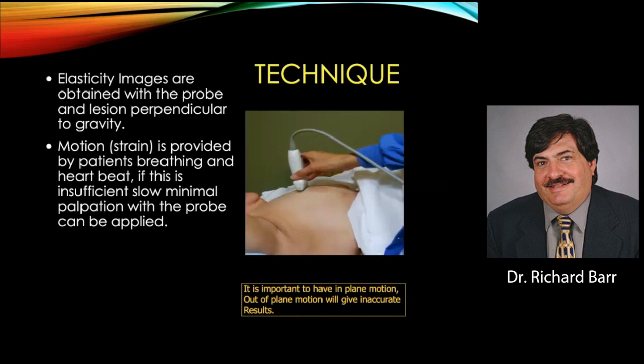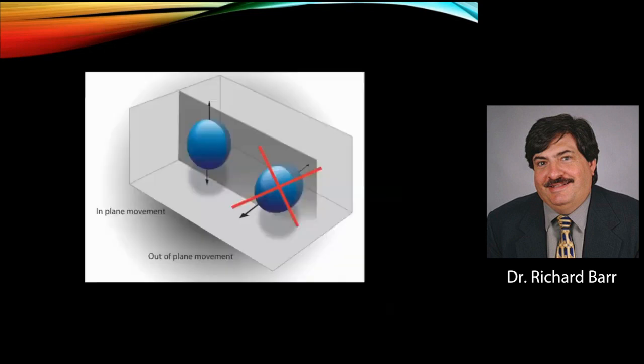In terms of the technique, the elasticity images are obtained with the probe and lesion perpendicular to gravity. So if the lesion is medial in the breast, we usually keep the patient supine. If it's lateral, we usually roll them a little decubitus so that the lesion, as they're breathing, is in the same plane as the probe. And again, for the Mindray system, you basically do nothing except hold the probe gently on the breast.